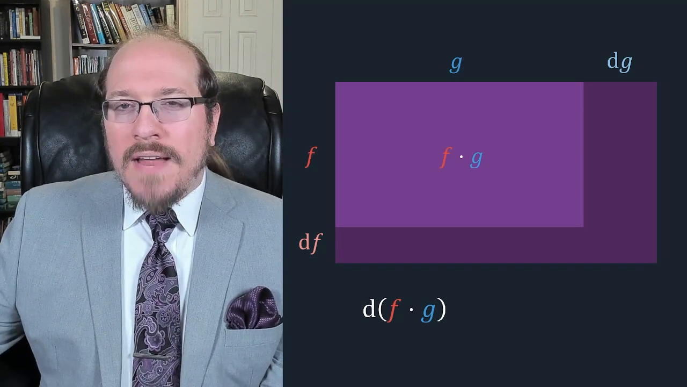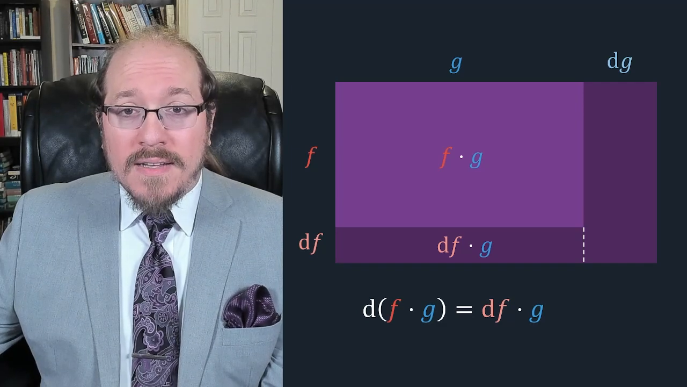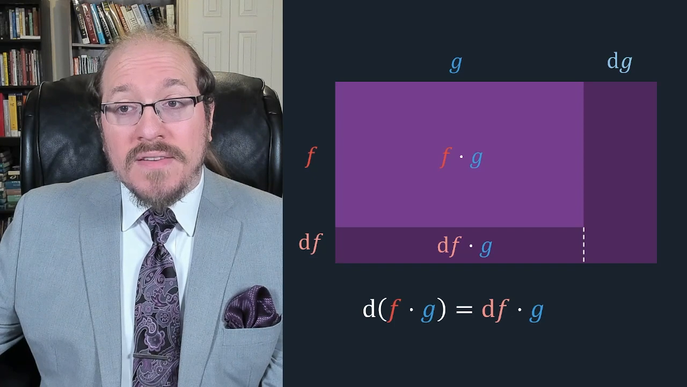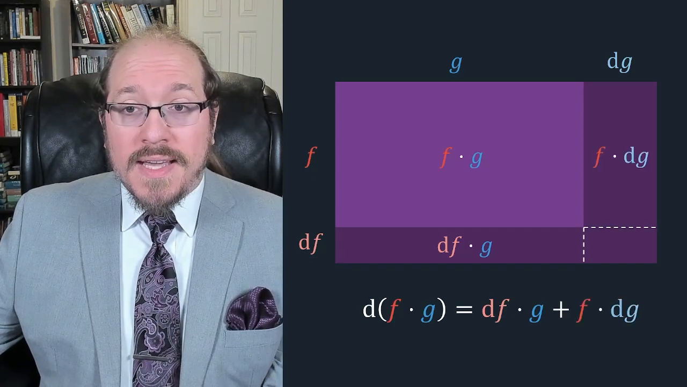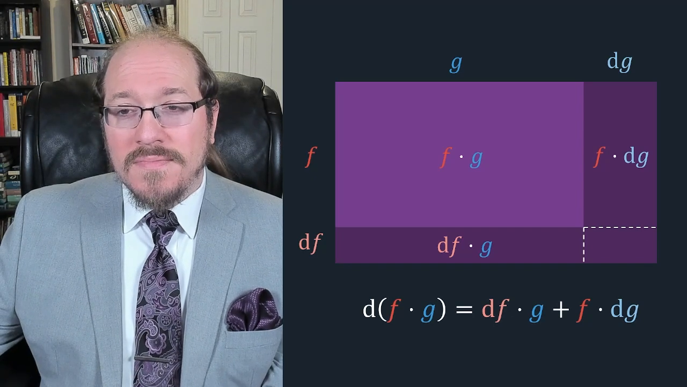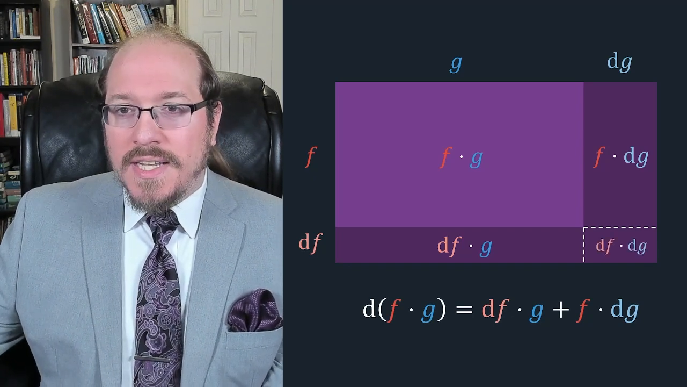We can split up that new area into different pieces. One chunk of the area is the tiny change df times the entirety of g. And another chunk is the entirety of f times the tiny change dg. We also get this piece here, df times dg.